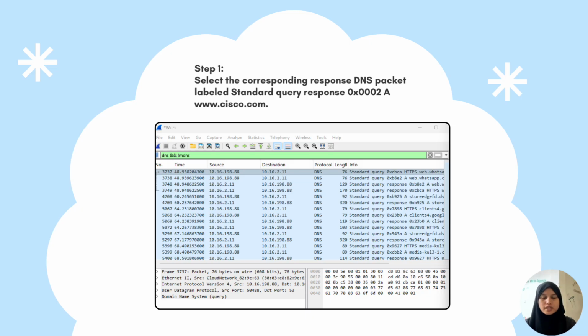Step 1. Select the DNS response. We select the corresponding DNS packet labelled standard query response. This allows us to analyze the DNS server's response to the initial query and determine whether the response was legitimate or potentially manipulated.